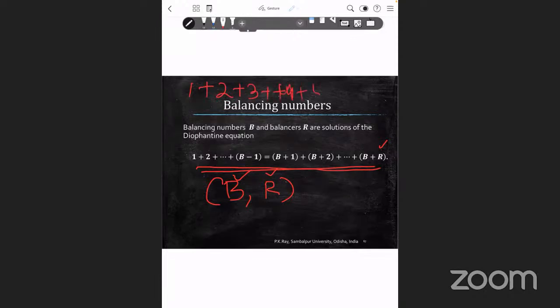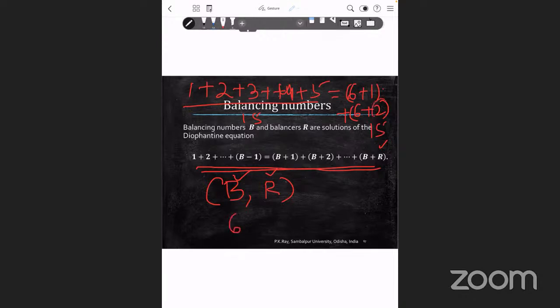Sorry, 6 minus 1 is 5, which is equal to, B is 6. On the other side, 6 plus 1, and so on. What is the sum of this number? It is 15. And this is 6 plus 1 is 7. And next is 6 plus 2. That is 6 plus 1 is 7 plus 8 gives us 15. So both are balanced now. So the first balancing number according to this definition is 6.